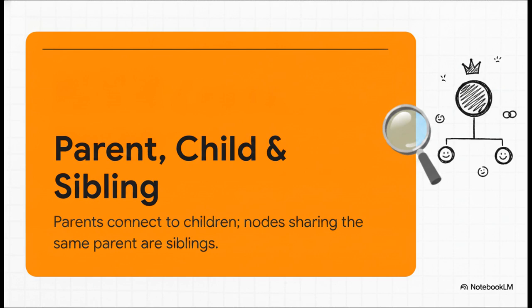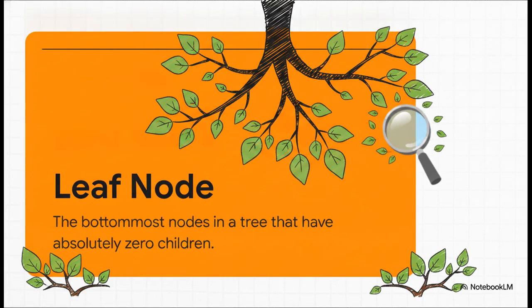But hey, branches can't grow forever. Eventually, you hit the end of the line. And these are the leaf nodes. Just like the leaves on the outer edges of a giant oak tree, these are the bottommost nodes in our data structure that have absolutely zero children of their own. They mark the completion of that specific path, beautifully rounding out our upside-down botanical metaphor.